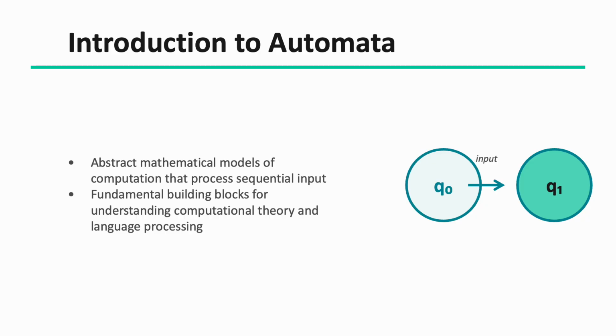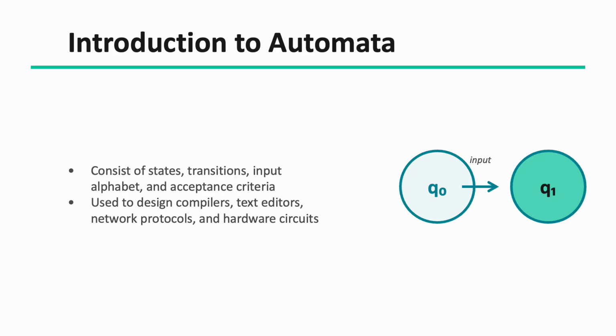So, introduction to automata, as we discussed earlier. Here I have added some examples that I thought relevant for you to look into. This is an abstract mathematical model of computation that processes sequential input, a fundamental building block for understanding computational theory and language processing. Q0 is our start state and Q1 is our next state. Input goes from Q0 to Q1. It consists of states, transitions, input alphabet, and acceptance criteria, used to design compilers, text editors, network protocols, and hardware circuits.